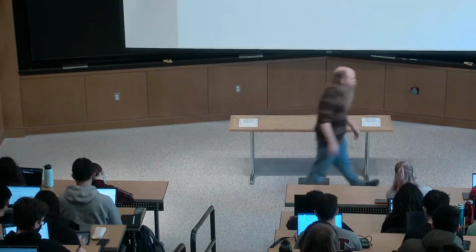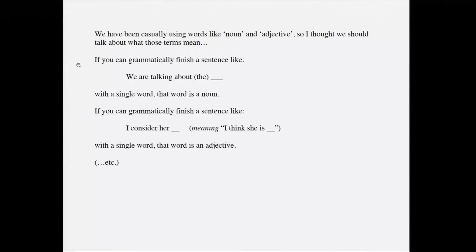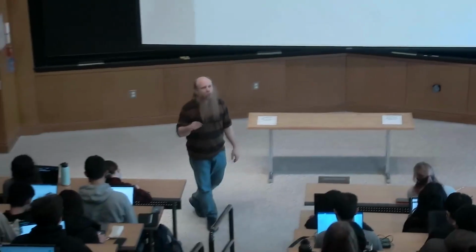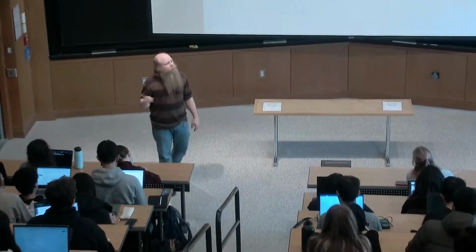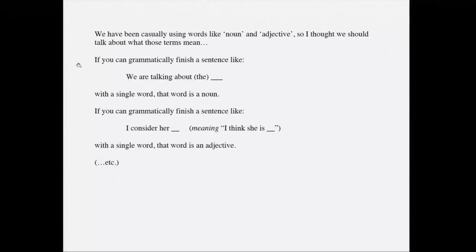Okay, so I invite you to try to come up with sentences like this for your favorite parts of speech. Here's another one. If you can grammatically finish a sentence like, I consider her blank, and the result is a sentence that means I think that she is blank. So I consider her tall or brilliant or whatever. Then that's an adjective, the thing that's in the blank.